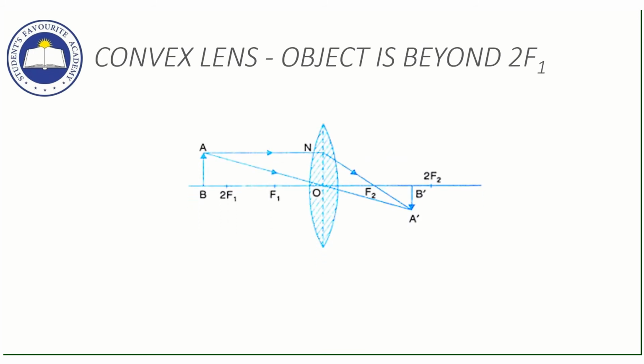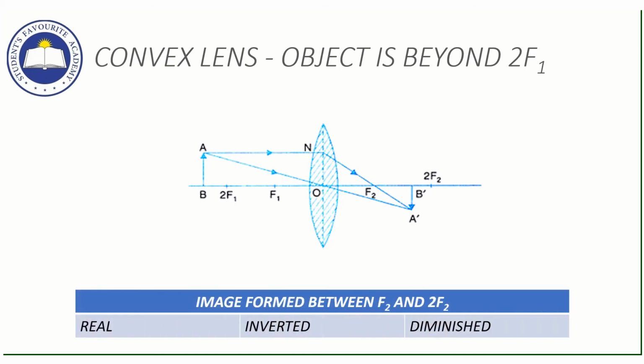Now, when the object is beyond 2f1, what is 2f1? It is the center of curvature, because the radius is double the focal length. So while marking also you have to be careful. You have to measure and mark, then your ray diagram will be correct. Suppose if this you are taking 2 centimeter, this you must take 4 centimeter. 2f1 is nothing but the center of curvature.